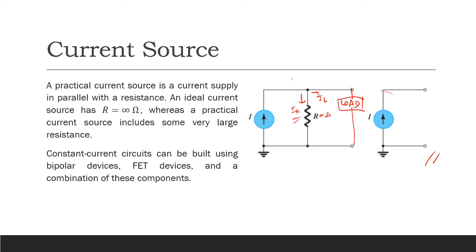So, ito yung ideal na circuit natin for the current source. However, in reality, meron siyang resistance. Pero sobrang malaki naman siya. So, majority of the current is napupunta pa din doon sa load natin. So, constant current circuits, they can be built using bipolar devices, bipolar junction devices, and FET as well, and combination nilang dalawa.